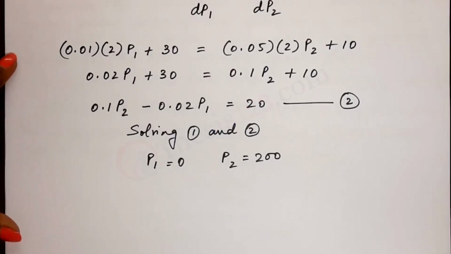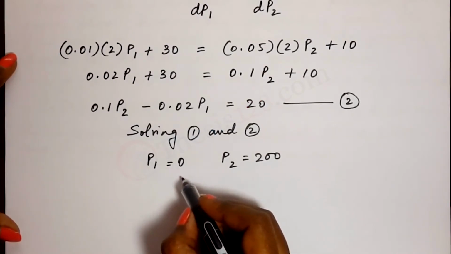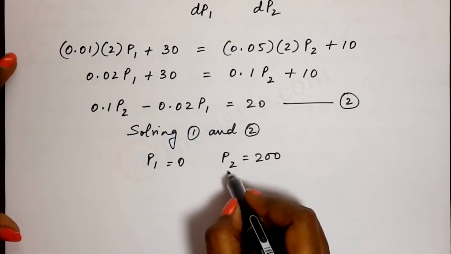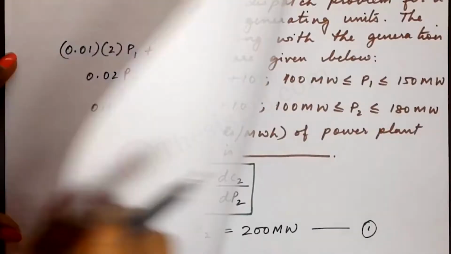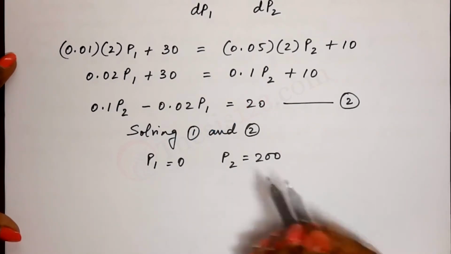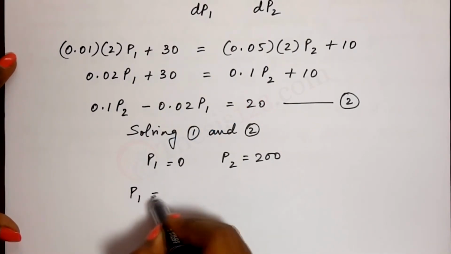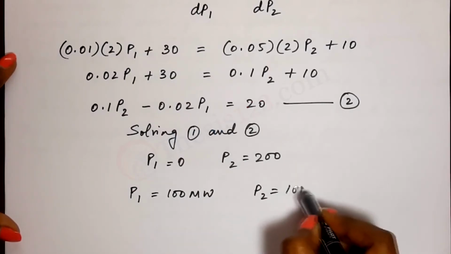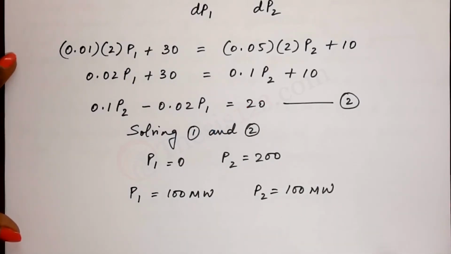So in such cases, you can divide them equally between the two. Since P2 is more than the maximum limit, the maximum limit of P2 being 180 according to the condition given here, the load distribution between both of these can be taken as equal. So P1 equals 100 megawatts and P2 equals another 100 megawatts, both of them adding up to 200.